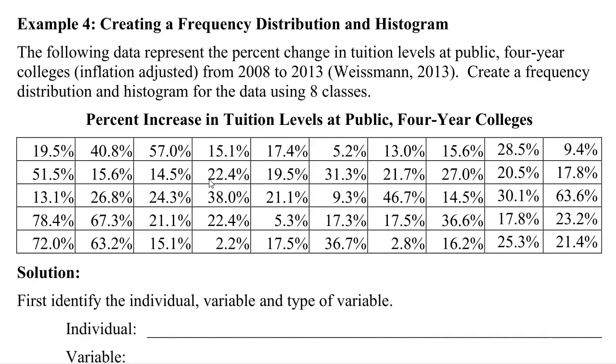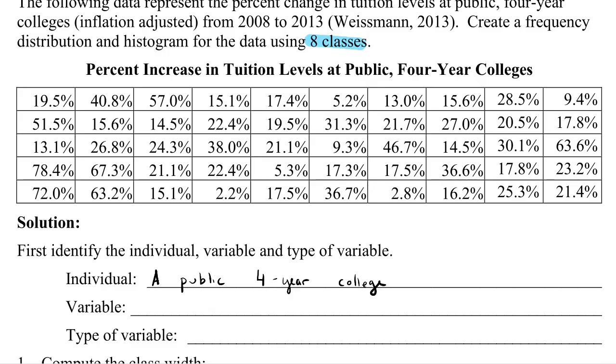This data table represents the percent change in tuition at a sample of public four-year colleges from 2008 to 2013. We're going to create a frequency distribution and a histogram, and we're told that we want to use 8 classes. So, in this study, our individual is a public four-year college, and the variable is their percent change in tuition.